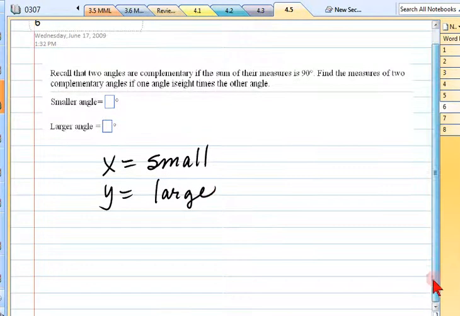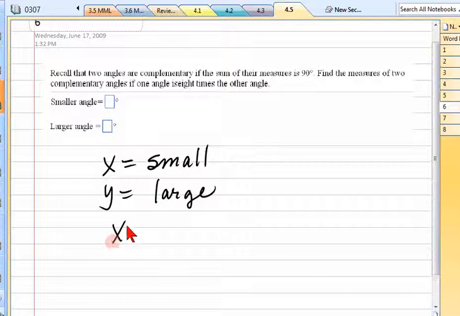If you just call them 1 and 2, that's okay, but at some point you're going to have to designate one as small and one as large. Okay, 2 thoughts, 2 equations. First thought, these angles are complementary. What does that mean? They're not the same size. It says it right here. No, it doesn't say that they're equal if they're complementary. It says their sum is 90.